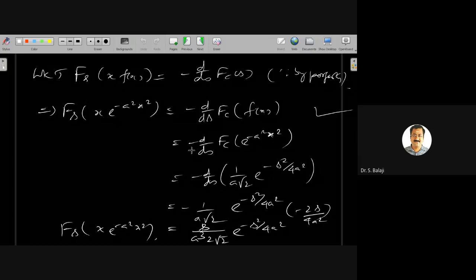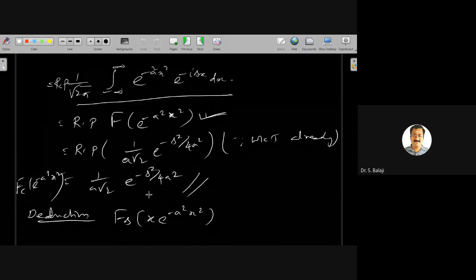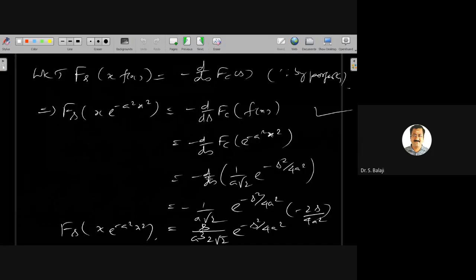In the next line, minus d by ds of 1 by a root 2 e power minus s square by 4a square. We already identified the Fourier cosine transform of e power minus a square x square here, which is 1 by a root 2 e power minus s square by 4a square.